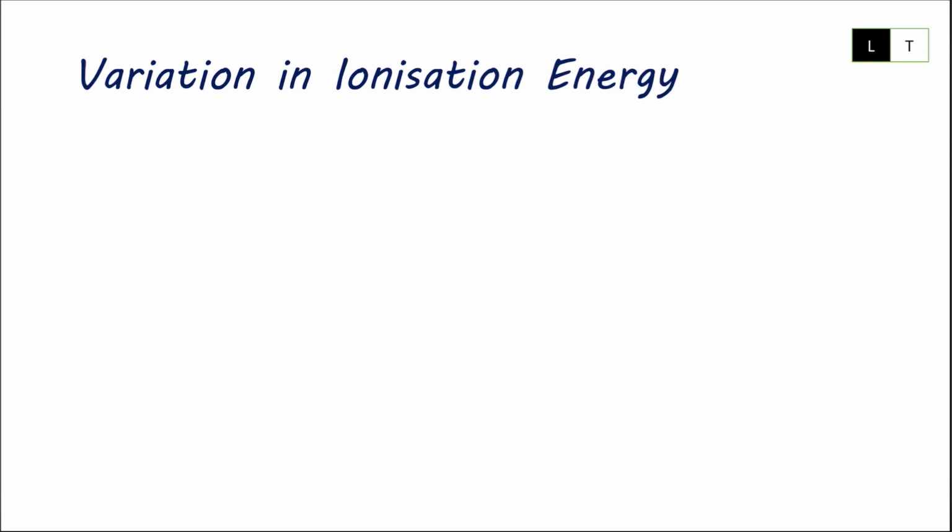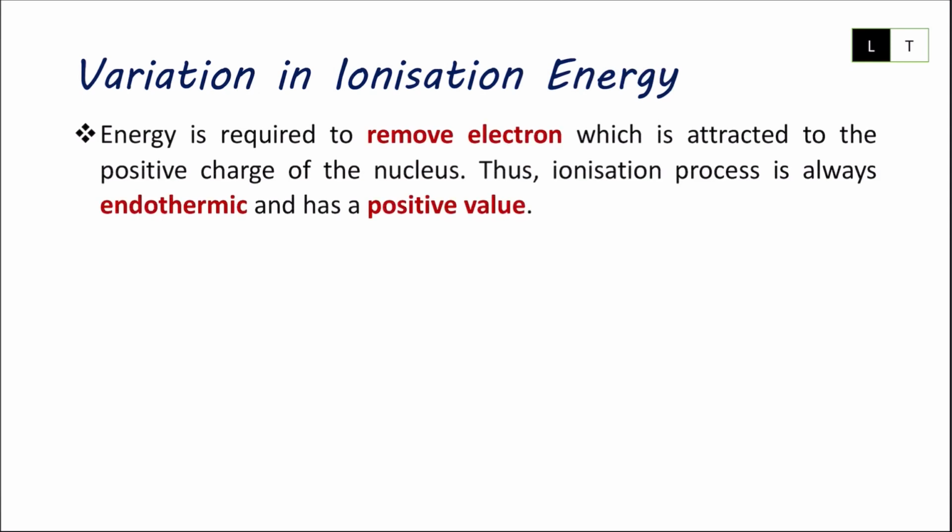Next, in order for us to understand the variation in ionization energy, you have to understand what ionization energy does. Ionization energy is the energy required to remove an electron. We know that the electron has a negative charge and it is attracted to the positive charge of the nucleus, because in the nucleus we only have protons and neutrons. Proton is positive charge, neutron is neutral. That is why the electron is attracted towards the nucleus.